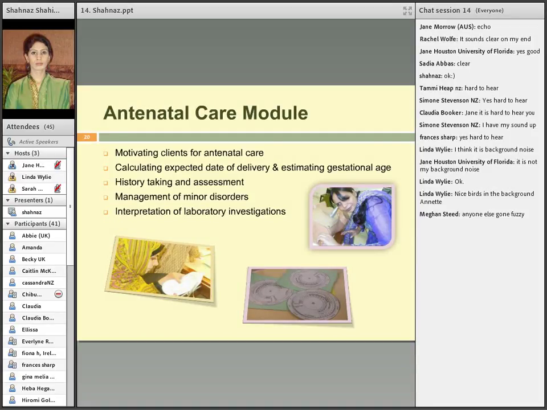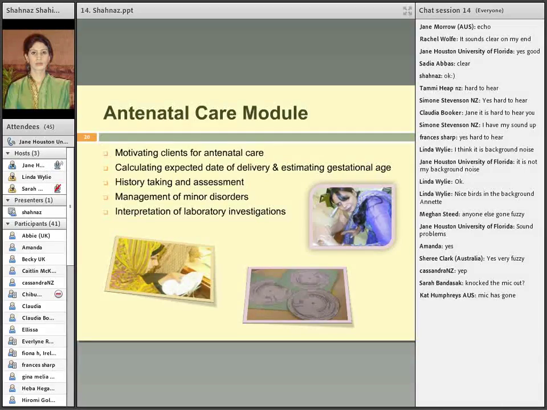So it is very important for us, very critical, in assessing the gestational age. And in getting an assessment, history is a very critical component, but it is missed in our part of the world. It is not conducted in a way as it should be.